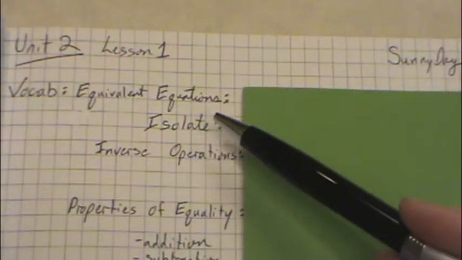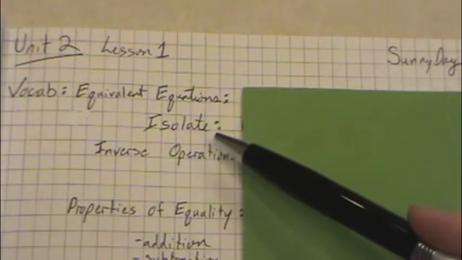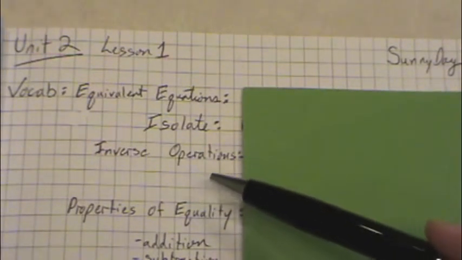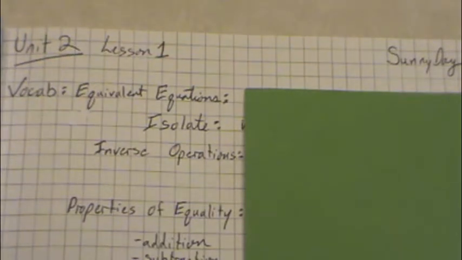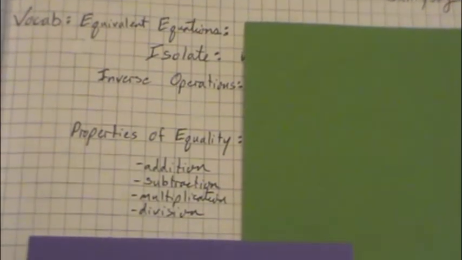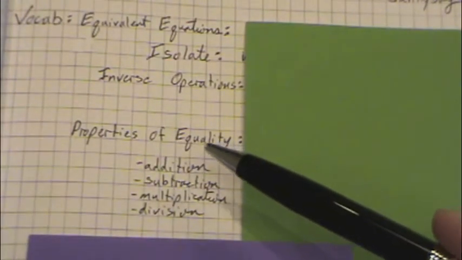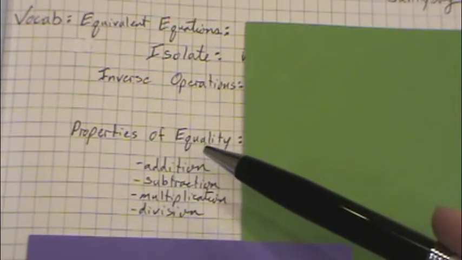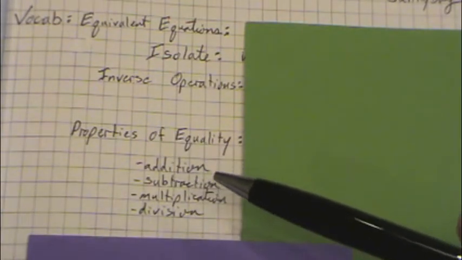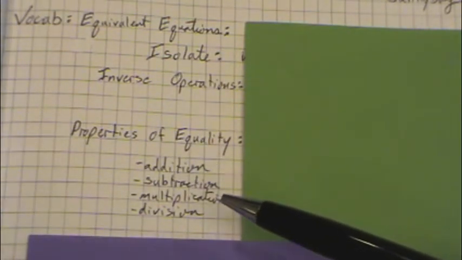We have equivalent equations, isolate, inverse operations, and then go ahead and group these. They give you 4 different vocabulary terms, but they are all properties of equality. Just understand that the properties of equality have 4 different kinds: addition, subtraction, multiplication, and division.